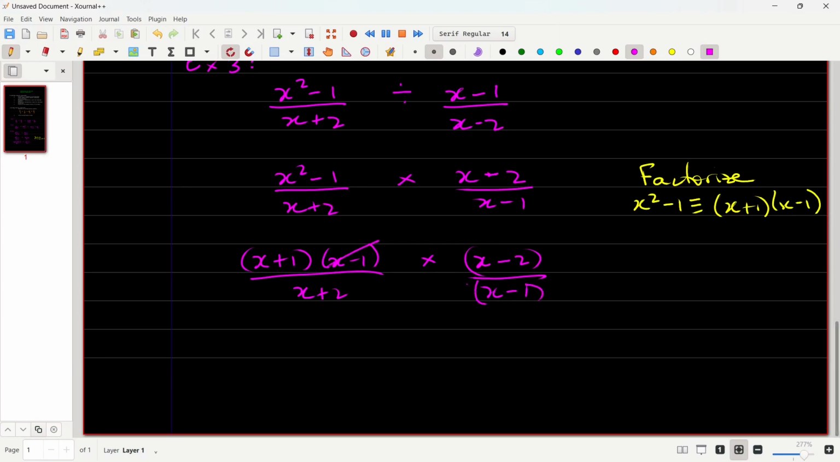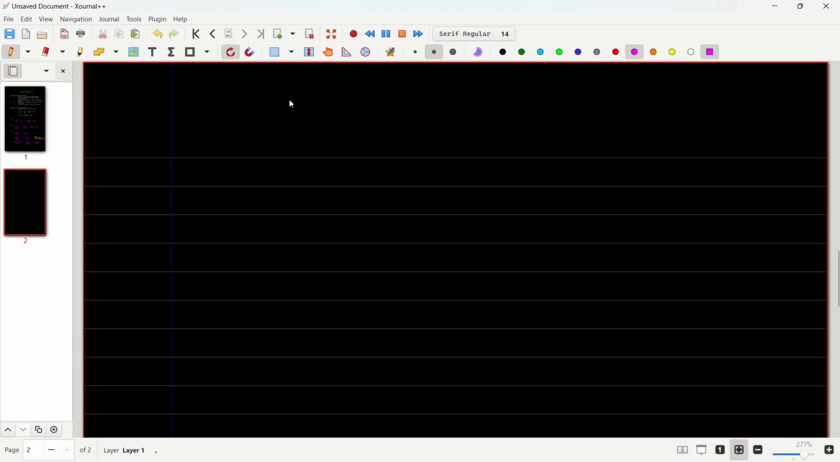So I can cancel this with this, and then I will have (x plus 1)(x minus 2) all over (x plus 2). And I'm going to leave it as it is because it's factorized and it's simplified. All right, let's go on to another one. Example 4. Example 4 is as follows.